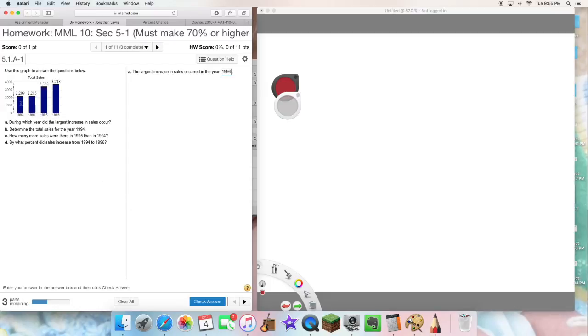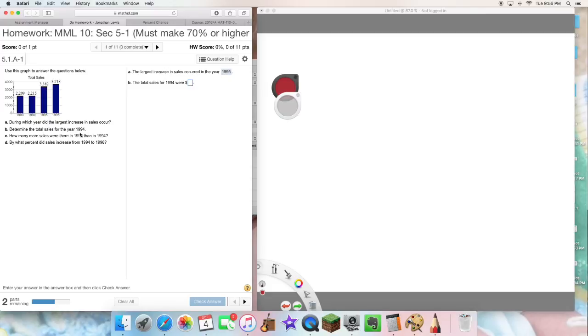So look at it. Did this gain? Yes. Did this gain? Oh boy, from 94 to 95 there was a huge gain. Then from 95 to 96 there was a small gain. So which was the biggest gain? Well, it was in 1995. Look, you can see that physically. All right, determine the total sales for 1994.